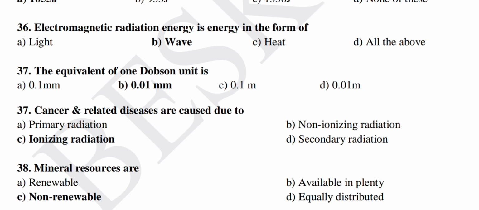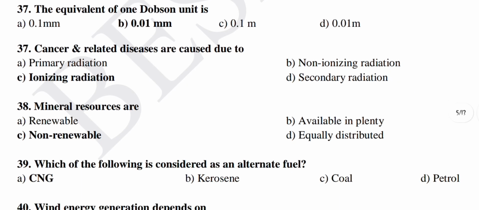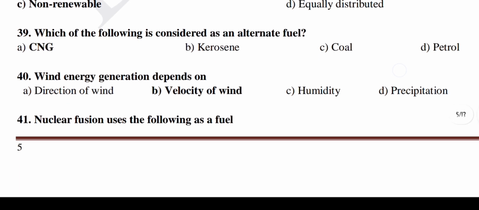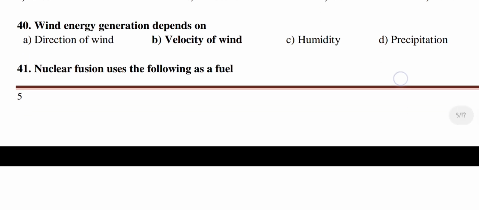Electromagnetic radiation energy is energy in the form of waves. 37. The equivalent of 1 Dobson unit is 0.01 mm. Cancer and related diseases are caused due to ionizing radiation. 38. Mineral resources are non-renewable. Which of the following is considered an alternate fuel? CNG. Wind energy generation depends on the velocity of wind.